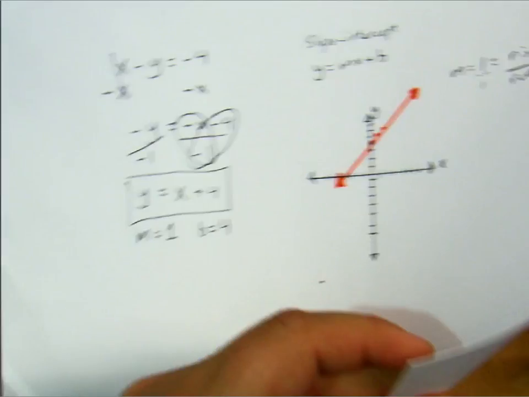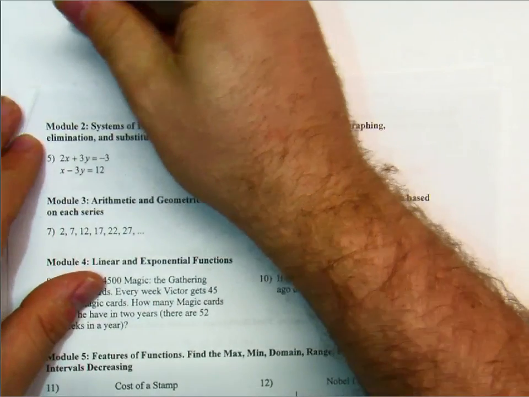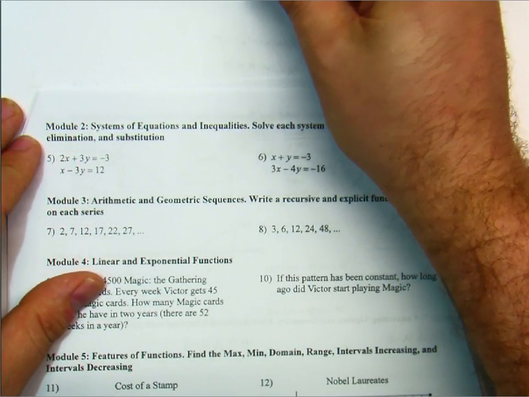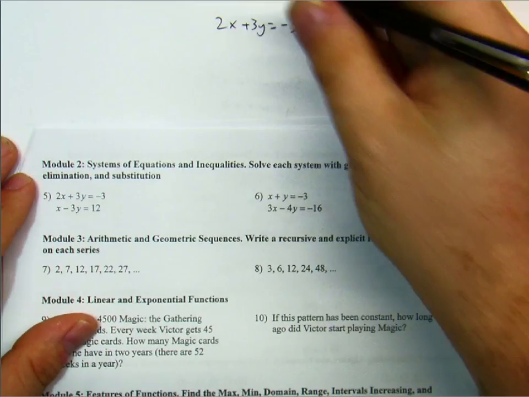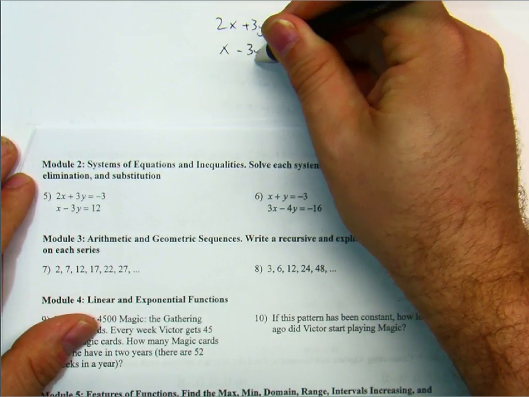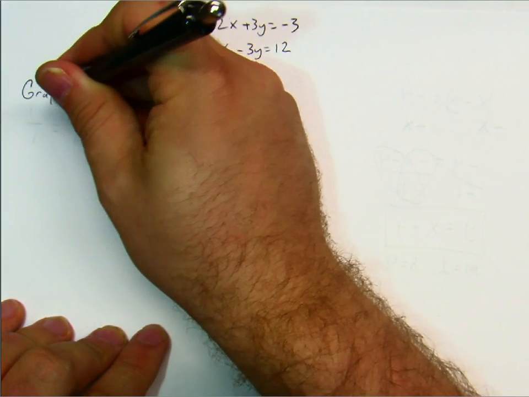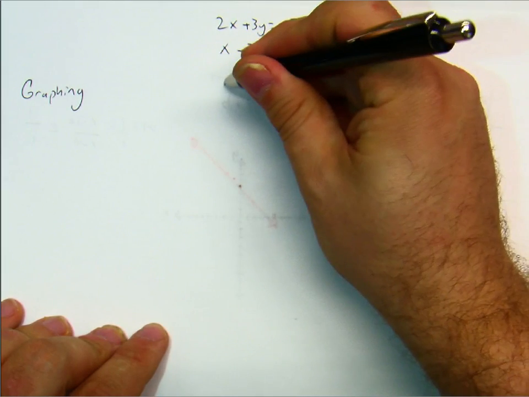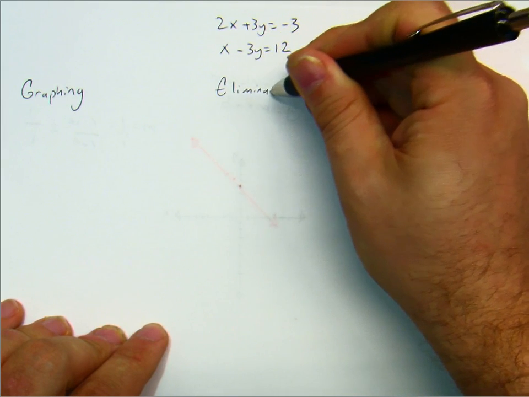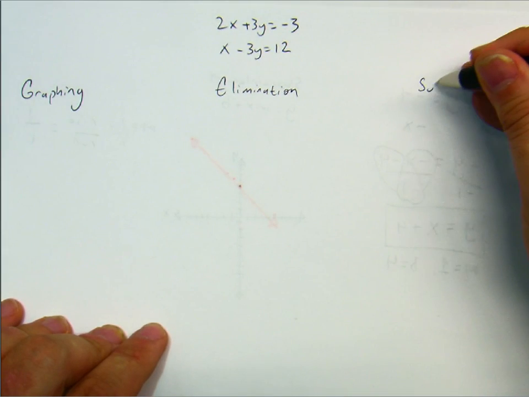So now what I want to do is shift gears and go to Module 2. This is the big dog. This is systems of inequalities. So I have 2x plus 3y equals negative 3. And then I have x minus 3y equals 12. And I'm asking you to solve it 3 ways: by graphing, by elimination, and by substitution.